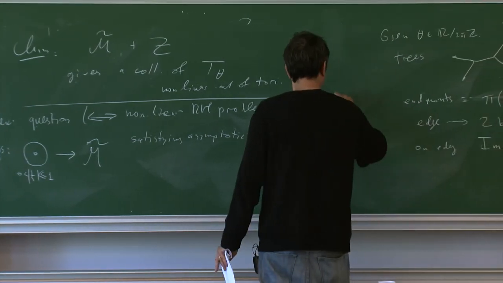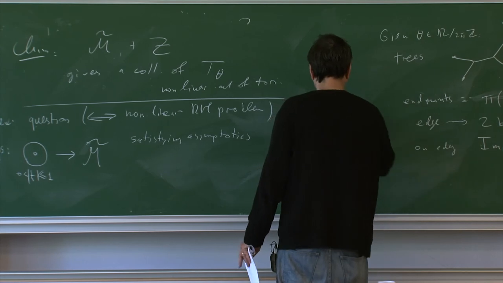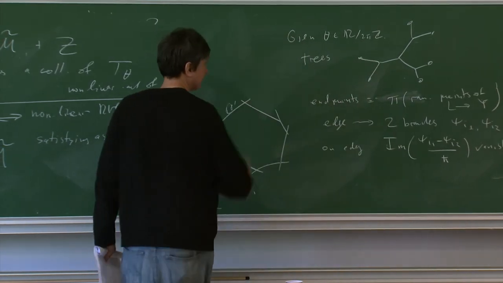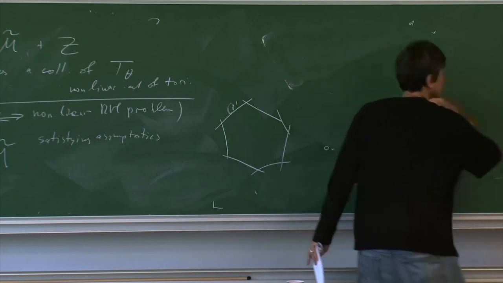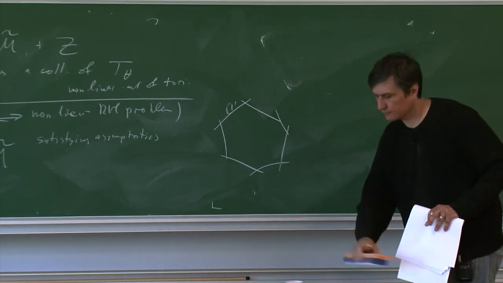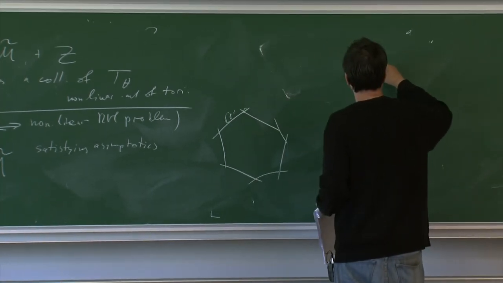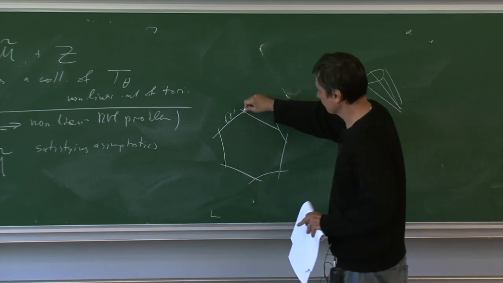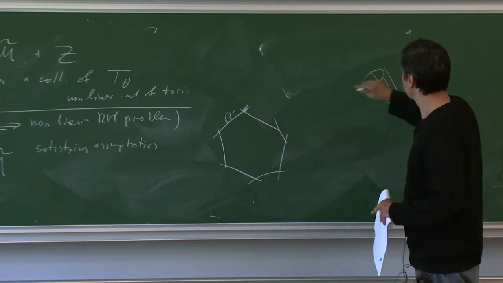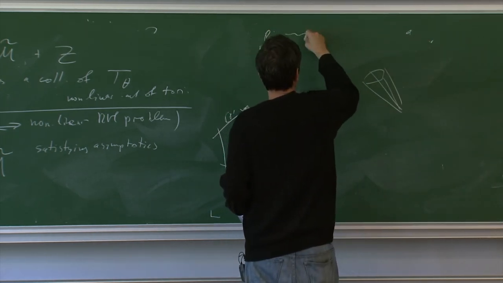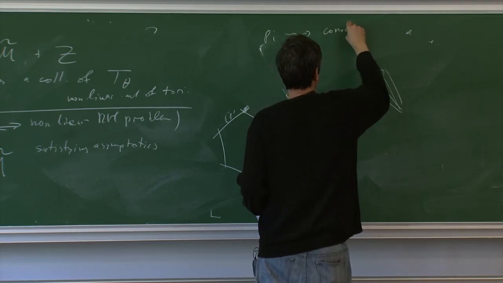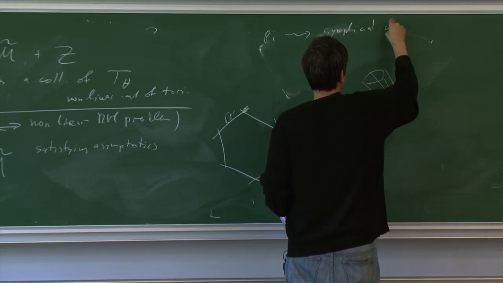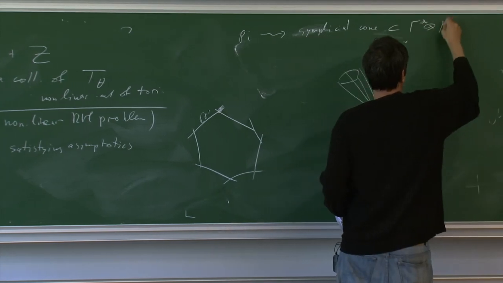Namely, the picture is the following. We get this chain of CP1s. In the sense of toric geometry, if you do the following, for each zero-dimensional stratum, I associate a point Pi, which gives a convex, some simplicial cone in gamma, an integer simplicial cone.